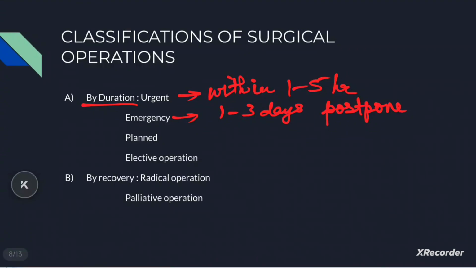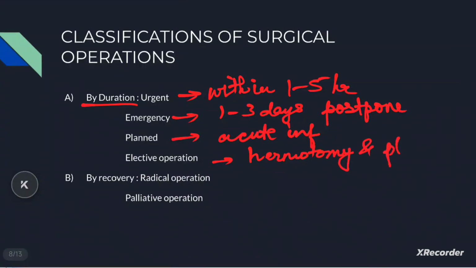Now next is planned operation. This operation is performed in the case of ineffective conservative treatment, like acute inflammatory disease such as acute cholecystitis. So this operation may be planned, so it would take time. And elective operations are those which do not have a specific time and can be performed at any time. For example, herniotomy and plastic operations.